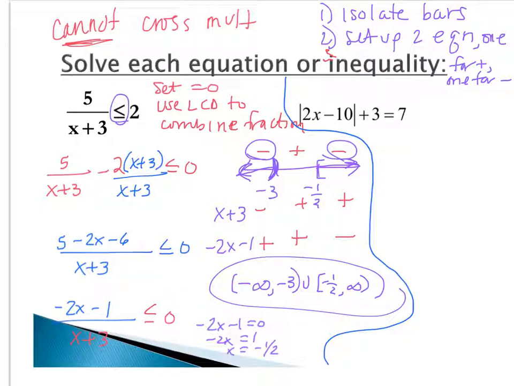When solving absolute value equations, we need to set up two different problems. First, we need to isolate the absolute value bars, and then we set up two equations, one where it equals the positive of the number, the other where it equals the negative of the number.